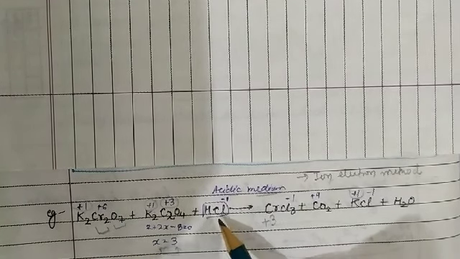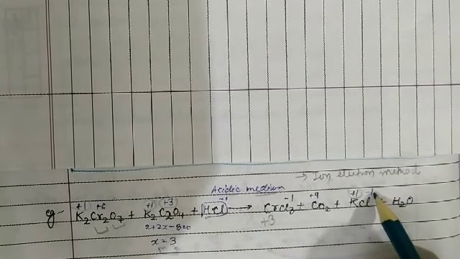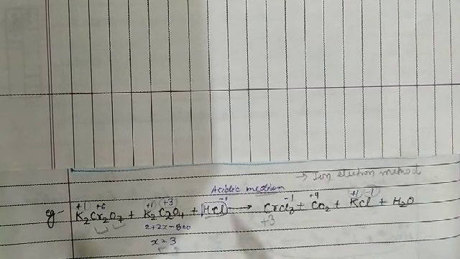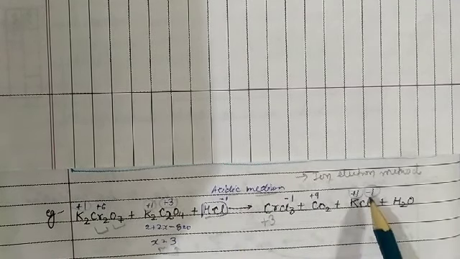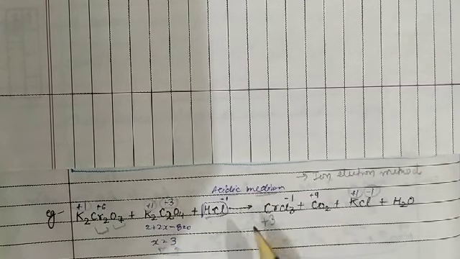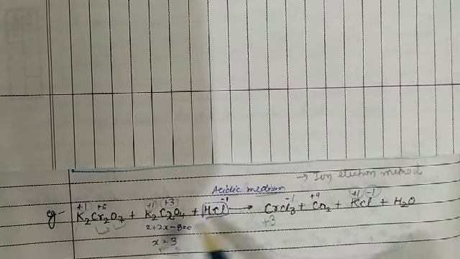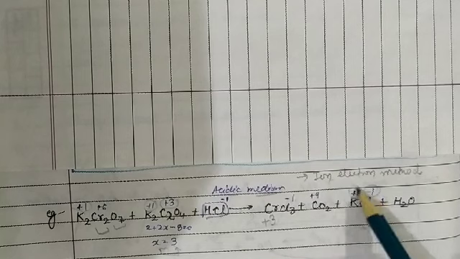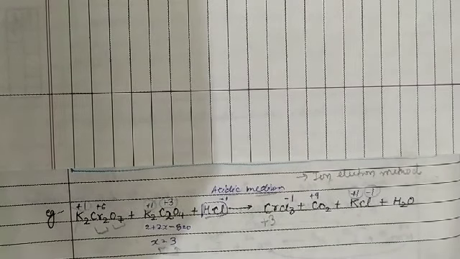See again, the oxidation state of Cl is -1, and here also the oxidation state of Cl is -1. It means the oxidation number of chlorine is also not changing, therefore Cl will also act as a spectator ion. To convert the molecular reaction into an ionic reaction, we simply remove the spectator ions. This K plus, this Cl minus, this Cl minus, this Cl minus, this K plus, all of them will be removed.